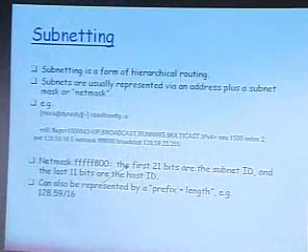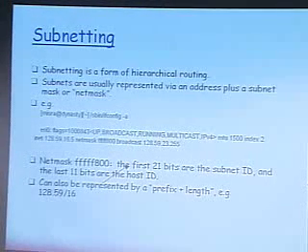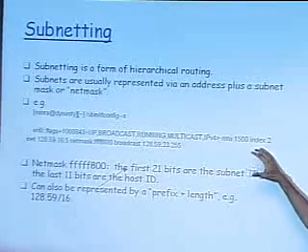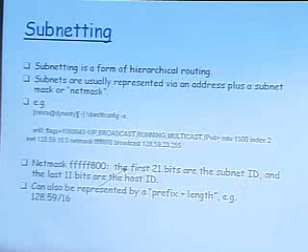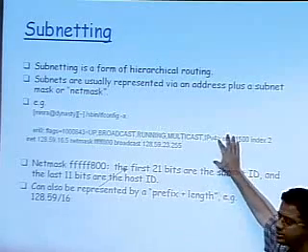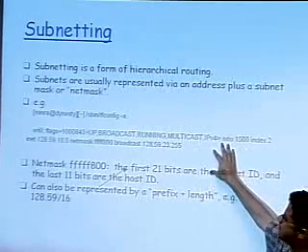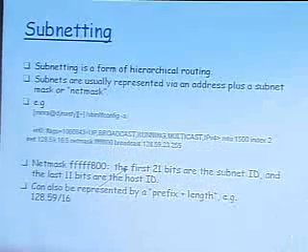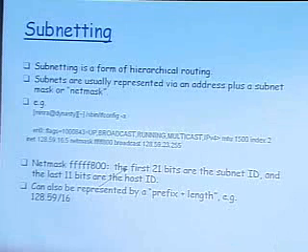Another thing is that, as we saw, subnetting is a form of hierarchical routing, and you can identify which subnet your machine is on by identifying a subnet mask. So if you're logged on to a Unix machine, let's say any of the cluster machines, and you run the command ifconfig -a, it will give you all the configurations associated with all the interfaces connected to that machine.